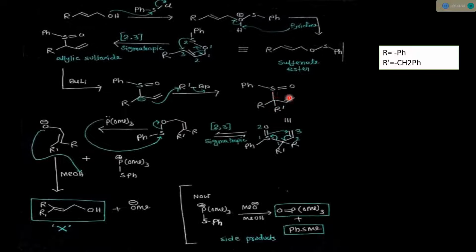Again we can see here a functionality like 1 2 3, 1 2. Similarly, like this 1 2 S single bond, here an S double bond O is there. So again a 2,3-sigmatropic rearrangement takes place. Now the new bond between 2 and 3 will form, between oxygen and this carbon, and the bond between 1 and 1 will break. So we will get at last this kind of product.